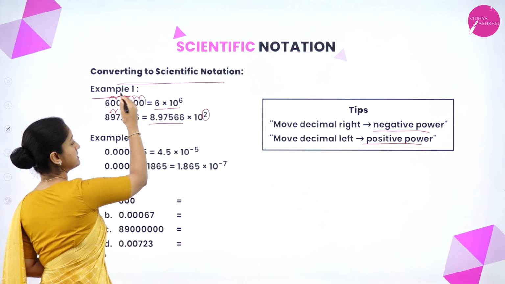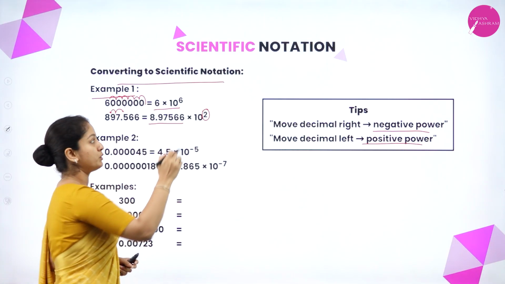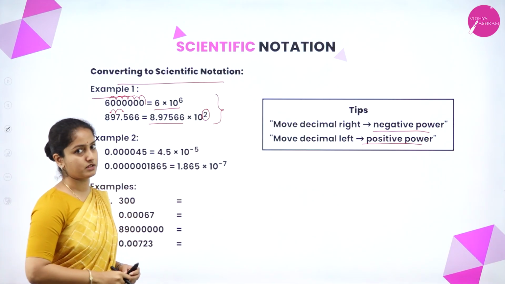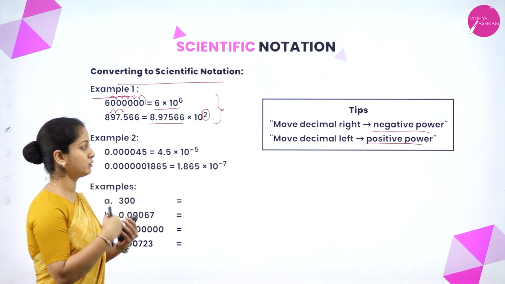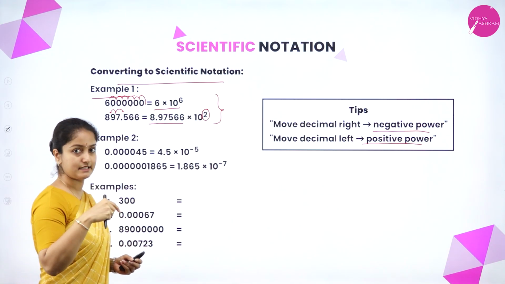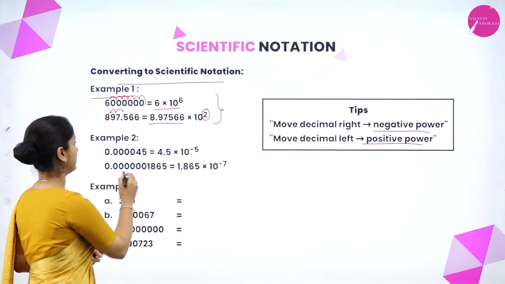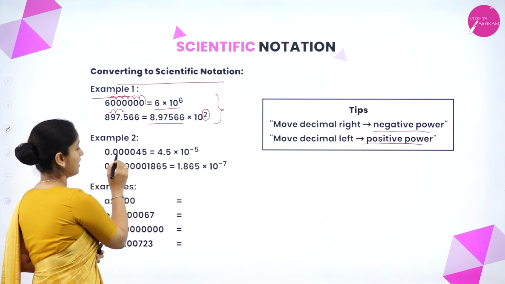Here also we have moved 6 times to the left side. So it is 10 power 6. And both these powers will be positive integers because we have moved the decimal to the left side. Now, we'll take an example for shifting the decimal to the right side, how it would be.